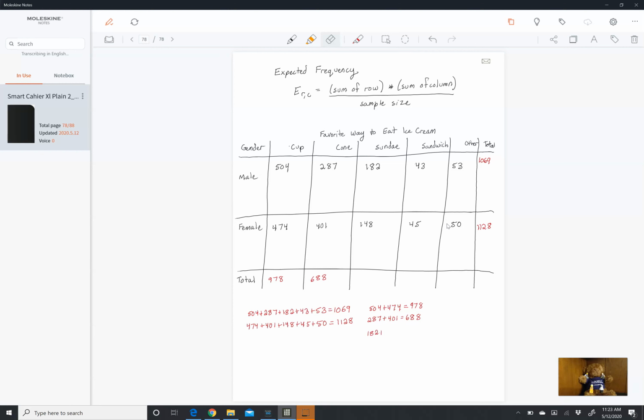182 plus... sorry, 148 is equal to 340. 43 plus 45 is equal to 88. 53 plus 50 is equal to 103. And then we would add the 1,069 plus 1128, right? And we get 2,197.